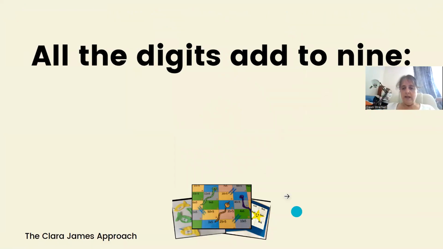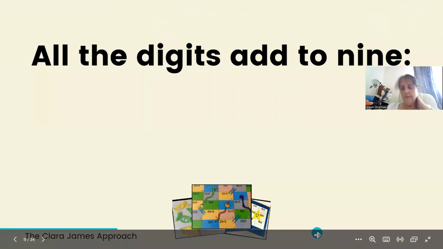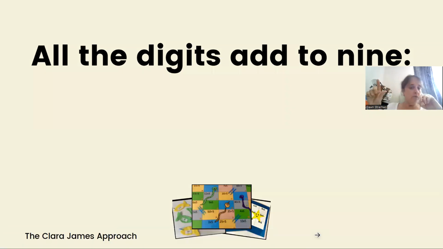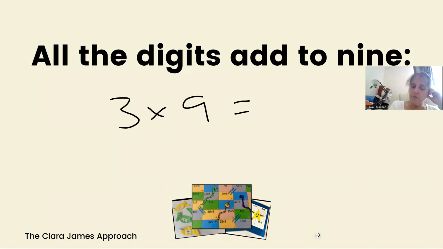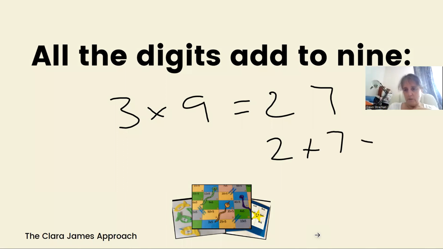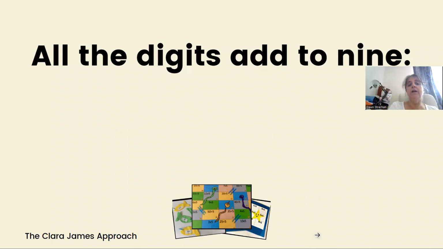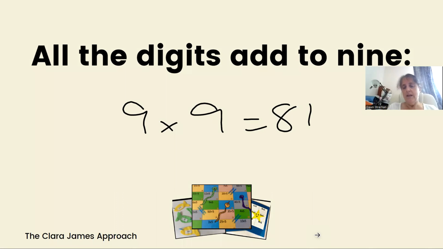The first one is no matter which multiple of nine, whichever answer you are using in the nine times table, whichever question from the nine times table you use, the answers always add up to nine. So, for example, if we had 3 times 9, the answer would be 27. And if we take 2 plus 7 equals 9. Another example could be, let's go 9 times 9 gives us 81. 8 plus 1 equals 9.